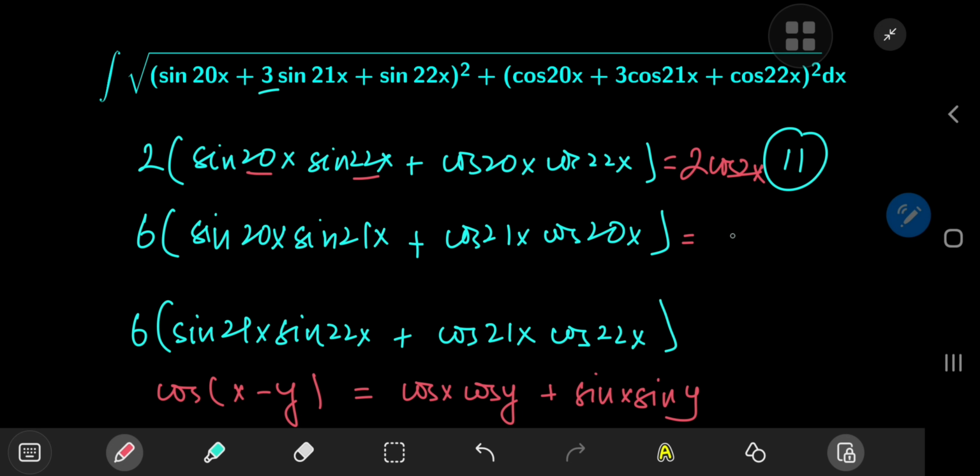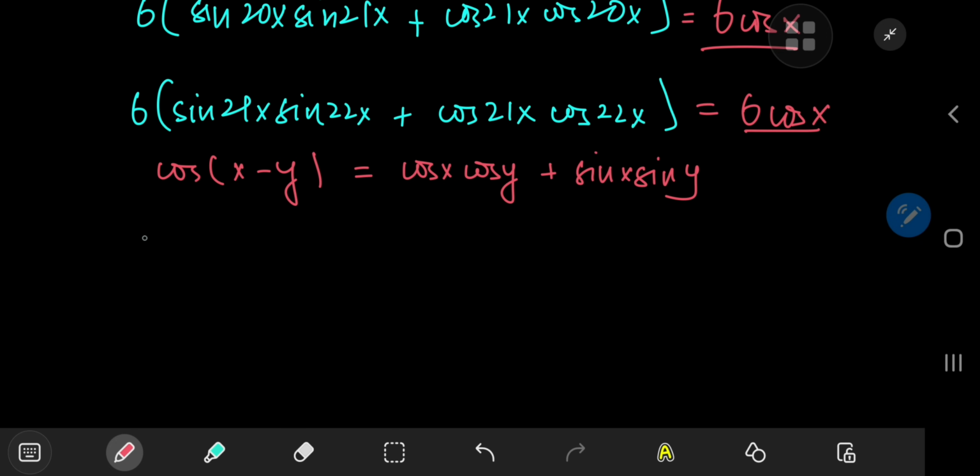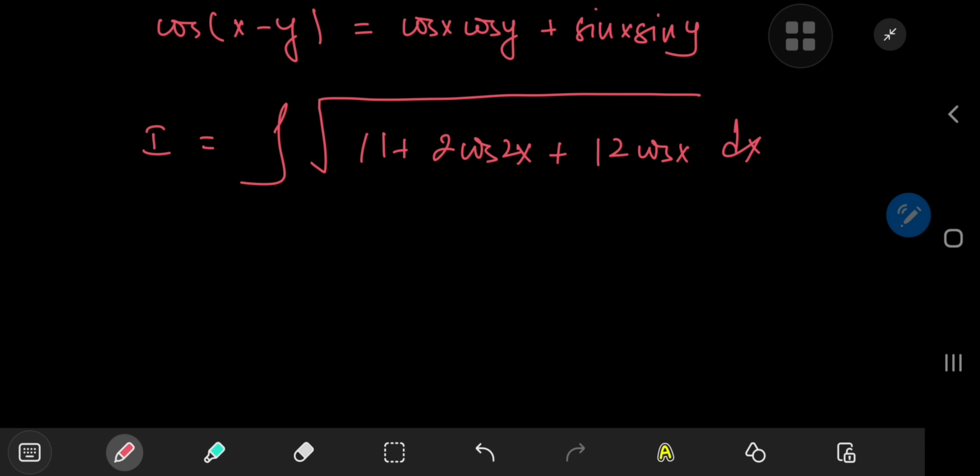And for the second expression, we have 6 times the cosine of x. And the same thing for the third expression. And this simplifies our work quite a bit. So we can call the integral I. And this reduces to the integral of the square root of 11 plus 2 times the cosine of 2x, plus, adding up the 6 times cosine x terms, 12 times the cosine of x, and we're integrating with respect to x, of course.